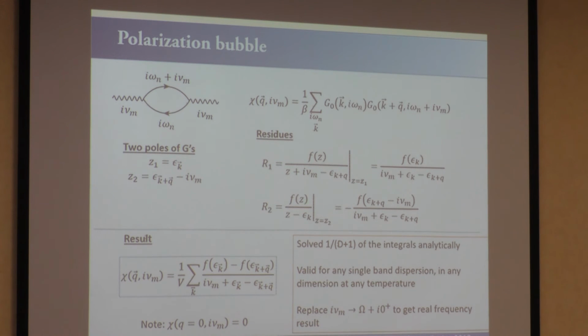Okay? So this is a standard exercise in a many-body theory course. So go through it if you're interested. What's interesting about this is you've analytically solved, depending on the dimensionality of the problem, a 1 over d plus 1 fraction. So if you're in a 2D system, you've solved 1/3 of the integrals analytically. Okay? It's also really powerful because it's valid for any single band dispersion, for any material, any lattice without a basis, in any dimension, at any temperature. It's a very broadly applicable equation.